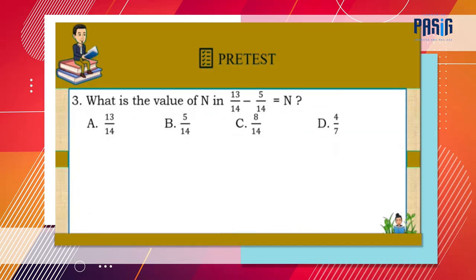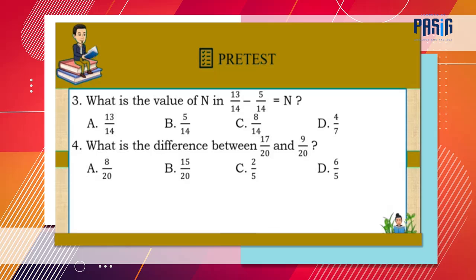Let's move on to number 3. What is the value of n in 13/14 minus 5/14 equals n? A. 13/14, B. 5/14, C. 8/14, or D. 4/7. Timer starts now. Time's up. The answer is letter D, 4/7.